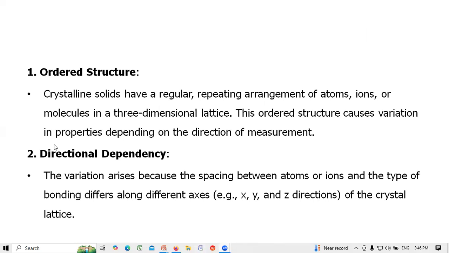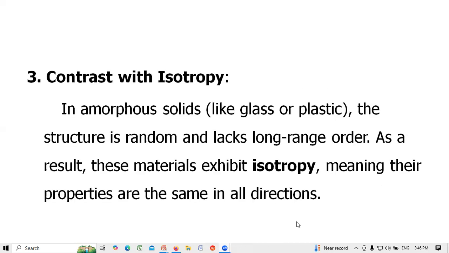Ordered structure: crystalline solids have a regular repeating arrangement of atoms, ions, or molecules in a three-dimensional lattice. This ordered structure causes properties to vary depending on the direction of measurement. Directional dependency: the variation arises because the spacing between the atoms or ions and the type of bonding differ along different axes of the crystal lattice, that is, the X, Y, and Z directions.